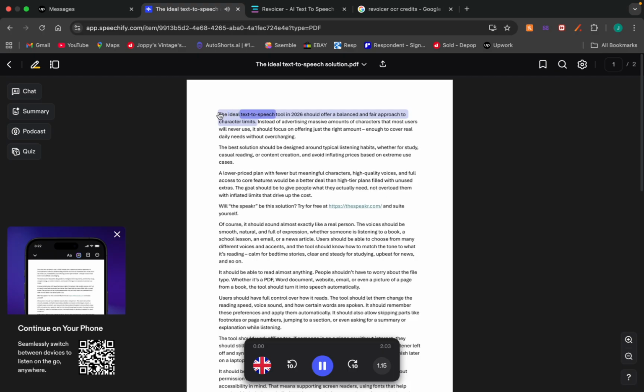The ideal text-to-speech tool in 2026 should offer a balanced and fair approach to character limits. Instead of advertising massive amounts of characters that most users will never use, it should focus on offering just the right amount, enough to cover real daily needs without overcharging.